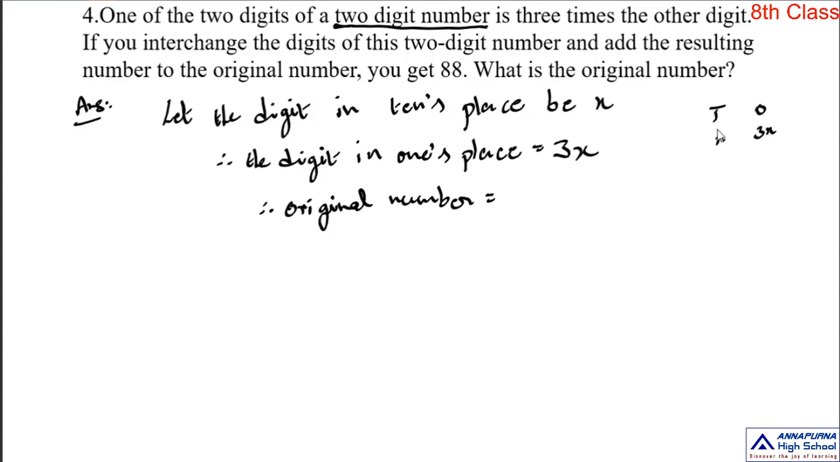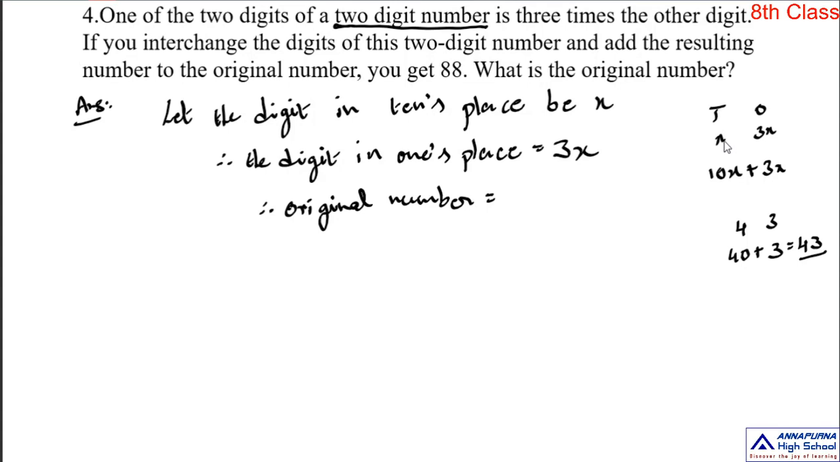Yes, x is in tens place, so its place value is 10x, and 3x is in ones place, so its place value is 3x. So by adding these two place values we get the two-digit number. For example, if you take a digit 4 in tens place and 3 in ones place, how to get the two-digit number? By multiplying the face values by place values. So 4 is in tens place, so its place value is 40, and 3 is in ones place, its place value is 3. So by adding these two place values, we get that two-digit number, 40 plus 3, 43.